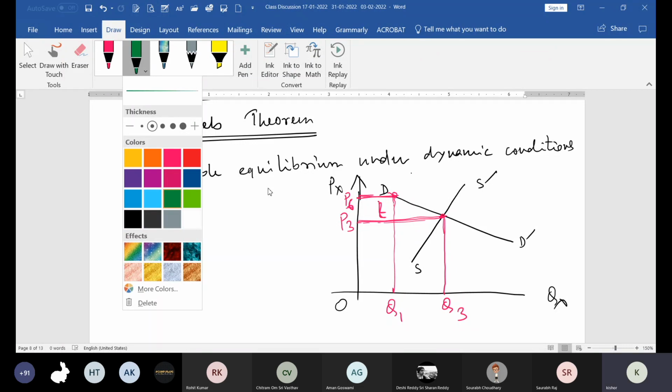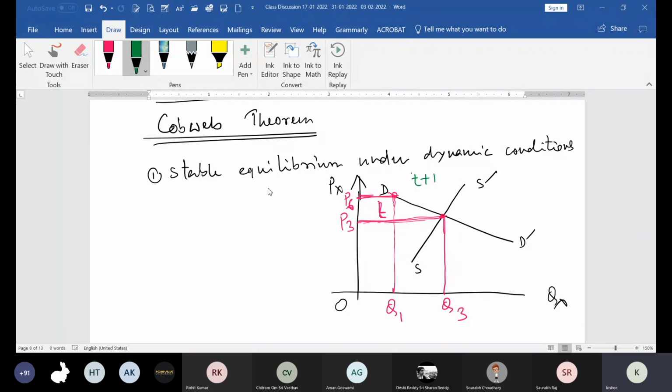Tomorrow means at T+1 time period. Tomorrow, price is at P6, so you will try to supply more. Supply will be represented by supply curve. Tomorrow in market, you will try to supply this much amount. Suppose this is Q6.